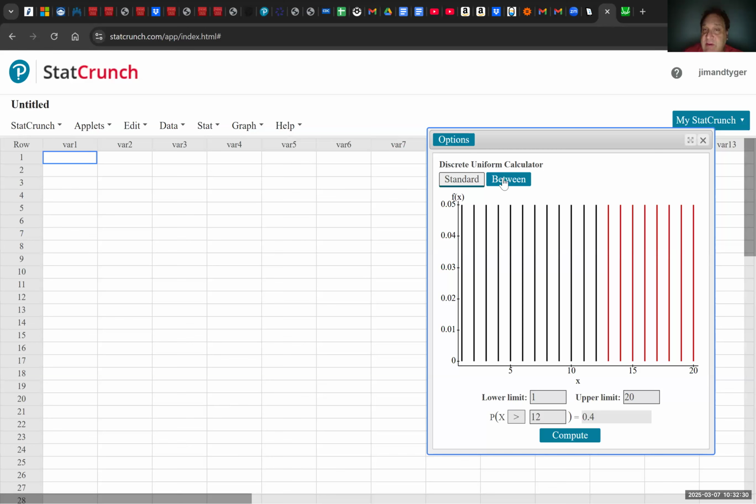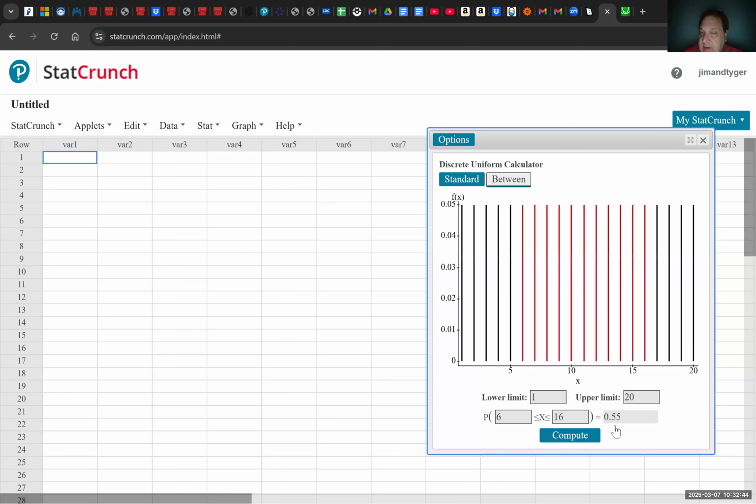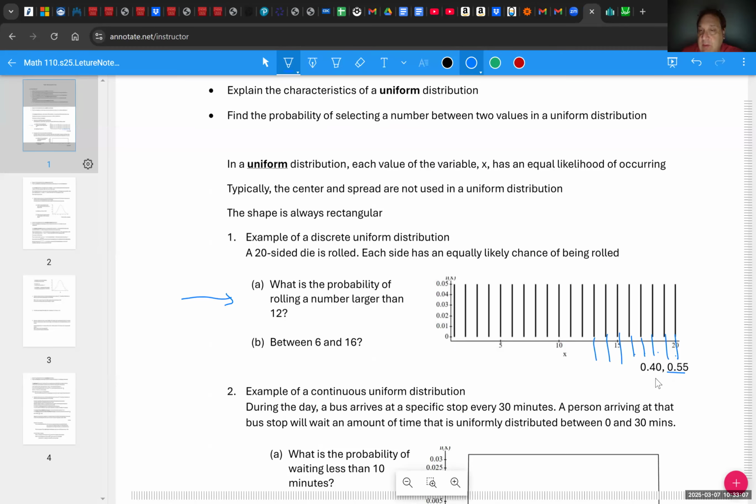So instead of doing a standard, I'm going to do between so that you can toggle back and forth. For between, it keeps the same lower and upper limits, but I want to say between 6 and 16. And that's 55%. By the way, for color-sighted folks, you may notice that it colors red the possibilities, right? So 6 to 16, you'll see all the ones from 6 to 16 are colored red. The other ones are colored black, if that's interesting or helpful. Okay, so 55% was my answer for part B, and 40% was the answer for part A.